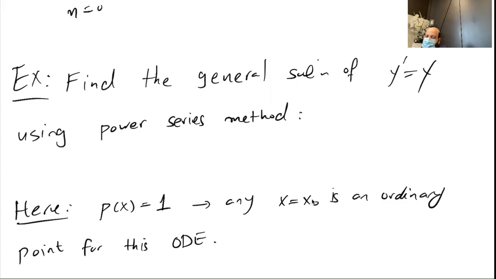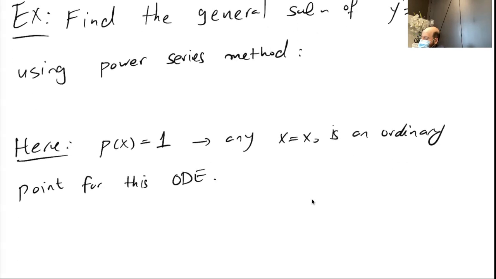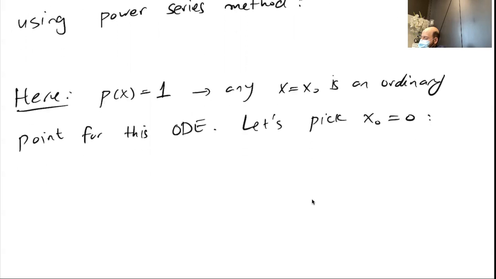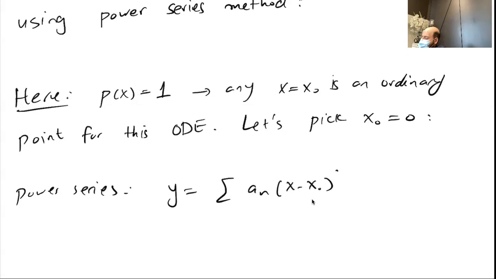So the easiest choice would be x naught equals 0, if x naught is not given and I'm allowed to choose anything as x naught. So let's pick x naught equals 0. Then what will be the power series function? The power series will be y equals sigma an (x minus x0) to power n from 0 to infinity. But x0 here is 0, so I can write it as sigma an x to power n from 0 to infinity.